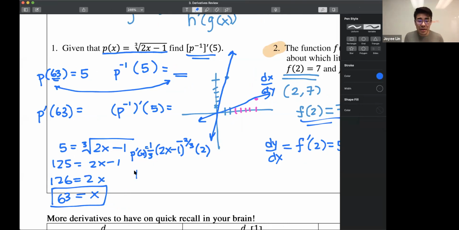And now we can go ahead and plug in the number 63 that we got earlier. 1/3, 2 times 63 minus 1 to the negative 2/3 power, times 2. The 2 and the 1/2, oh, whoops, they don't cancel because that's a 1/3, not a 1/2. So we get 2/3 here. And then I'm sure that everybody knows that when you take 125 and raise to the negative 2/3 power, you get 1 over 25. JK. So this is 2 over 75.